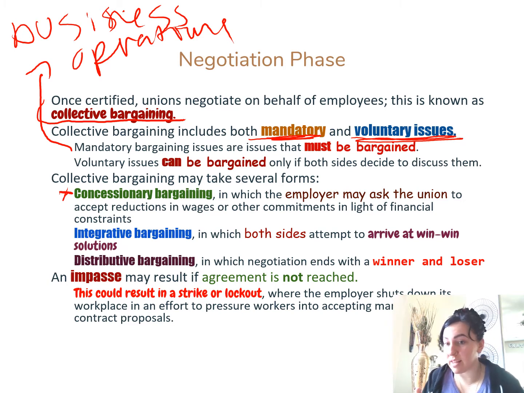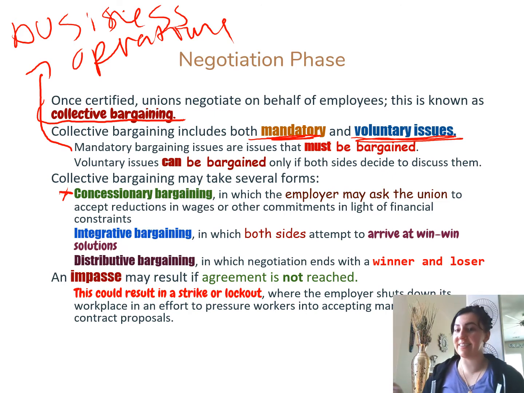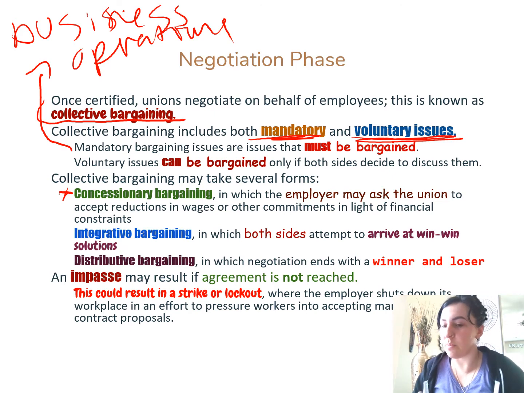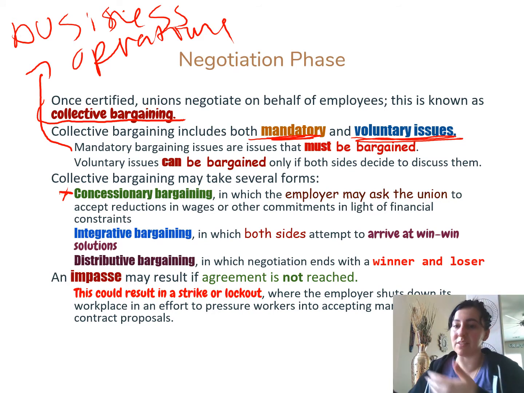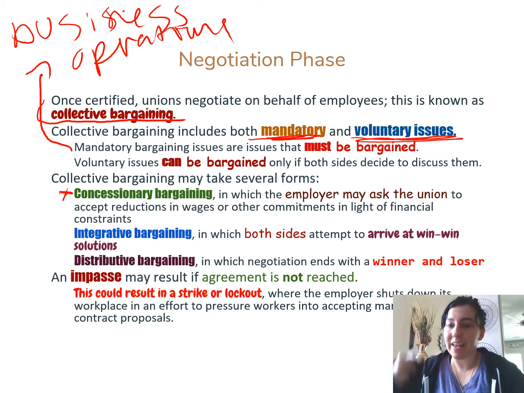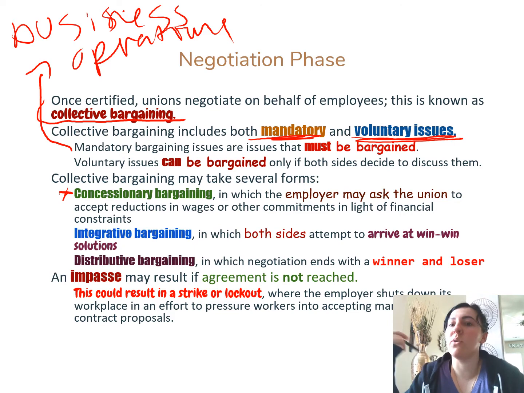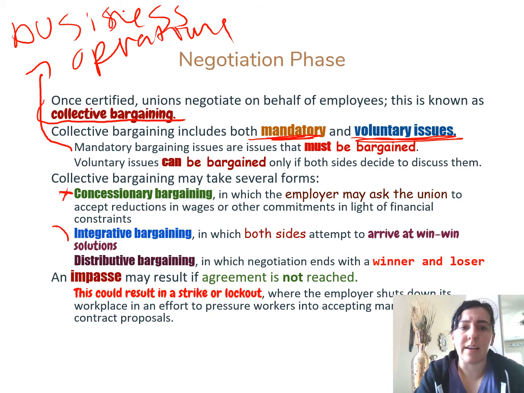If they don't, then you'll have to figure out what to do after that, because obviously, if there's no business, then how can you stay afloat? So you'll have to take other action. But this is just to see if your employees will be okay with having lower wages for a certain part of time or whatever.